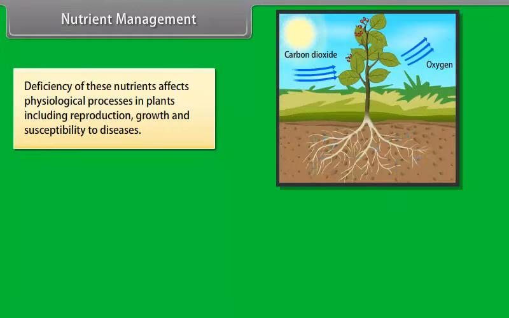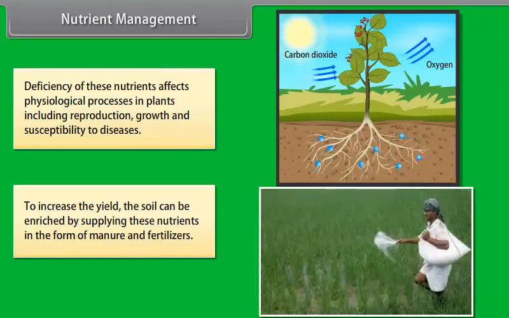Deficiency of these nutrients affects physiological processes in plants, including reproduction, growth, and susceptibility to diseases. To increase the yield, the soil can be enriched by supplying these nutrients in the form of manure and fertilizers.